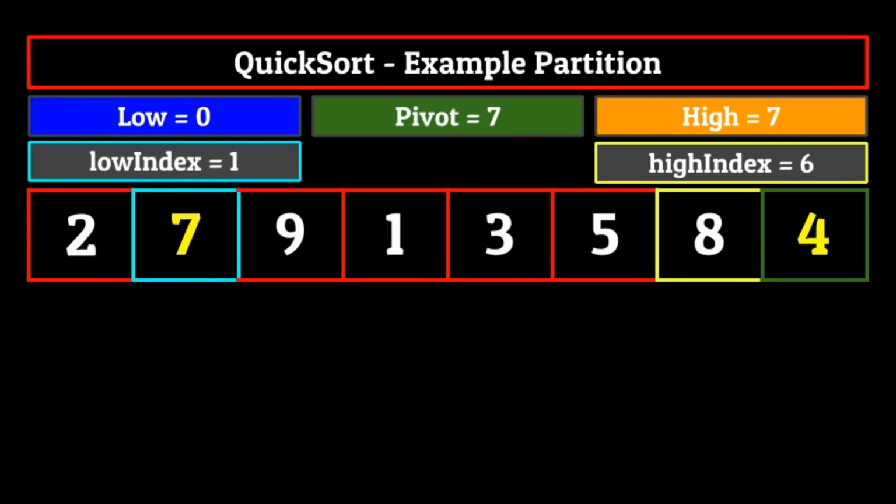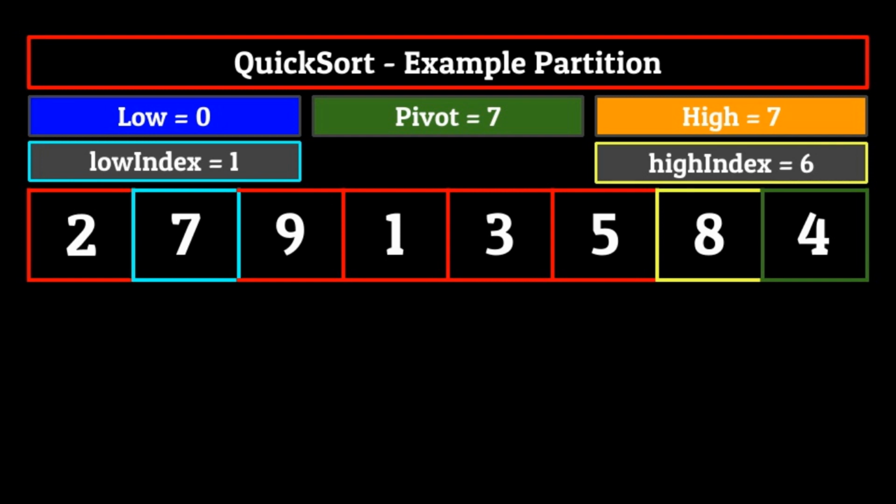Now the second element, the one at the first index, is greater than the pivot. This means that it is not on the correct side of the partition, and so we can exit the low loop here. We then immediately enter what I'll call our high loop to find an element to swap with the one we just stopped at in the low loop.